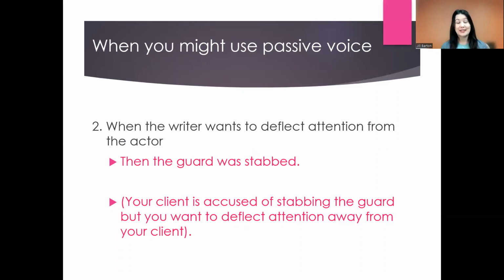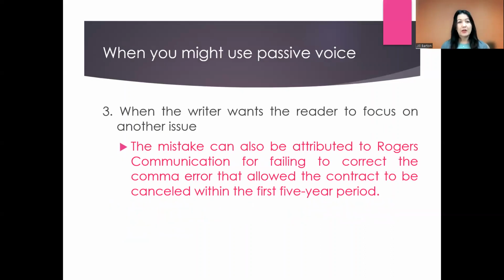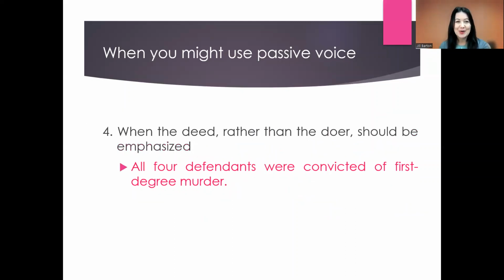Then the guard was stabbed. We don't need to know in this sentence who did that stabbing or allegedly did that stabbing. We leave that out of this version of that sentence. So if you want to focus on something else in the sentence, for example, if you want to focus on the object here, a mistake, you can use the passive voice to focus on that. Who made the mistake isn't really the focus of the sentence or what this writer wants to focus on. They want to focus on the mistake and then describing that mistake. So it allows you to shift the focus, shift the emphasis in your sentence.